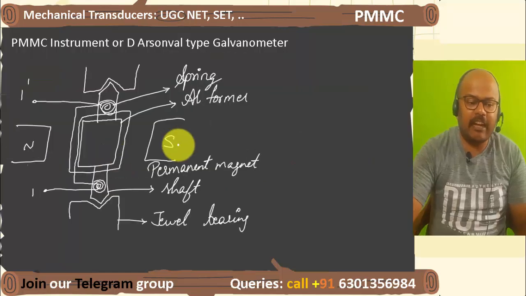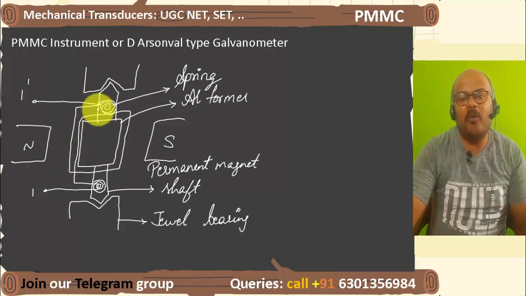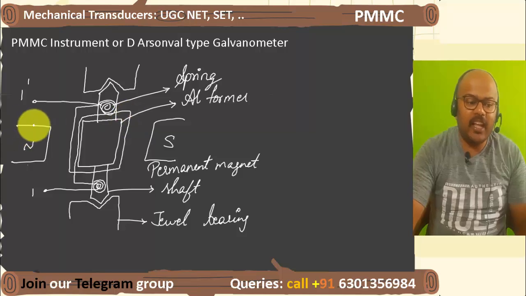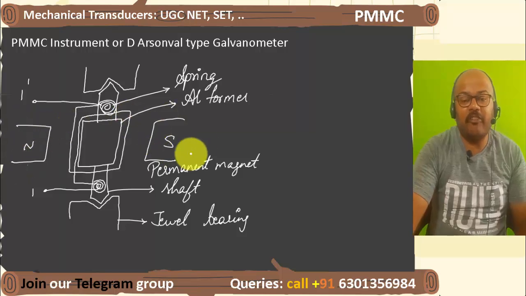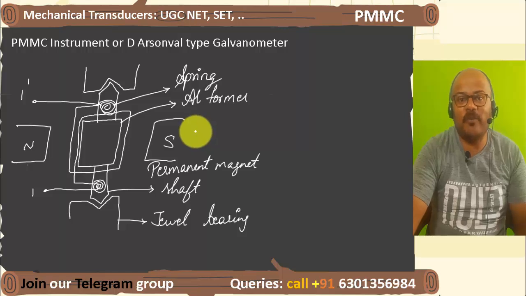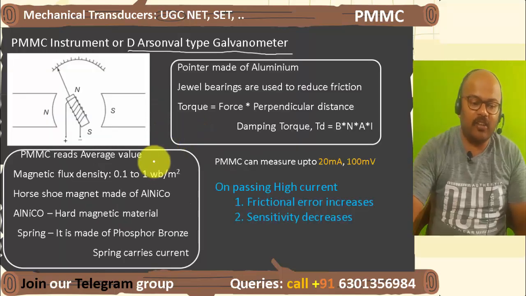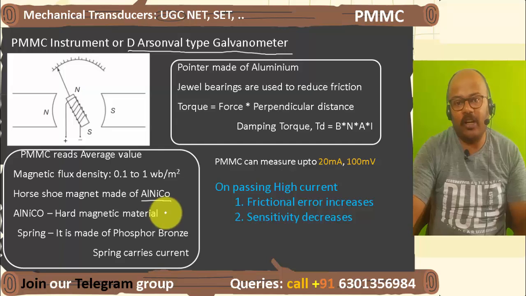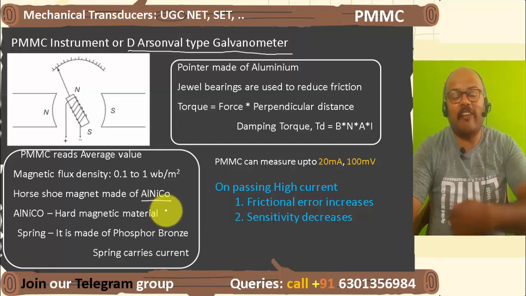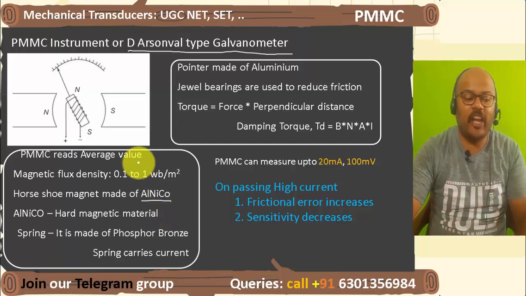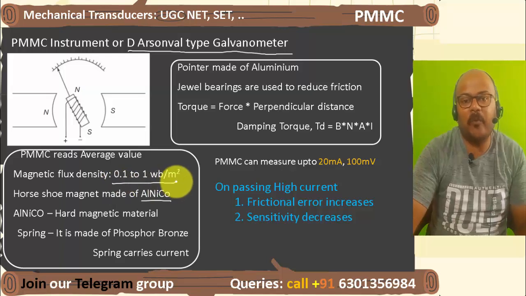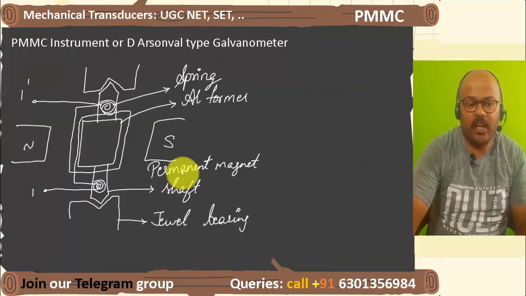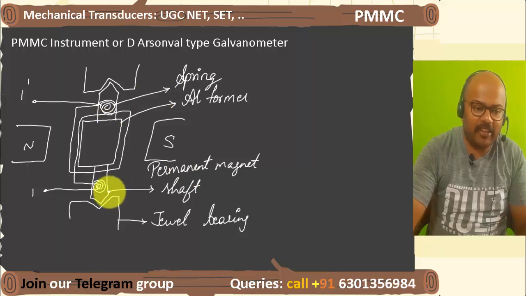The current that will be passed through the spring will be making a movement, and then the value of the current will be calculated. Here this permanent magnet which is a horseshoe magnet made up of alnico, aluminum, nickel and cobalt, where the magnetic field is very, very high, of the order of 0.1 to 1 Weber per meter square. Now, this is a shaft, and this is spring.